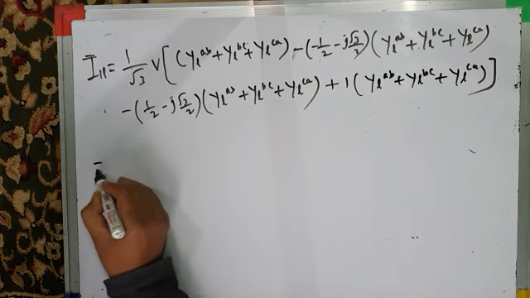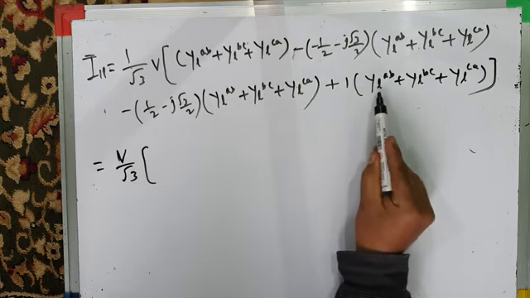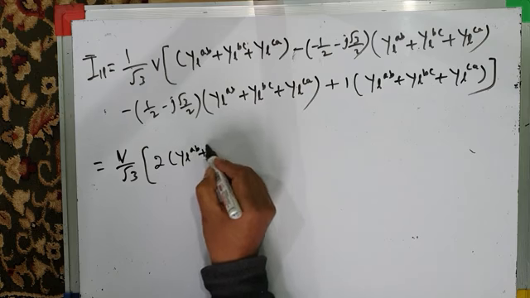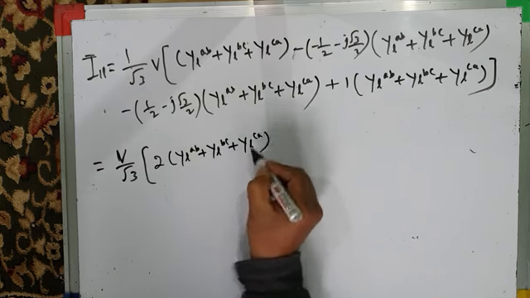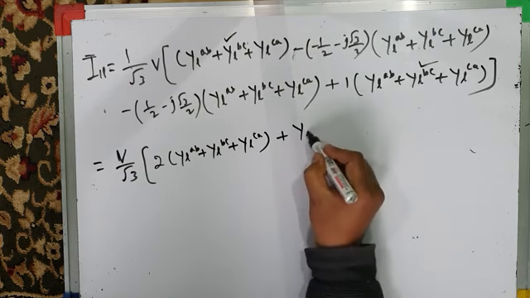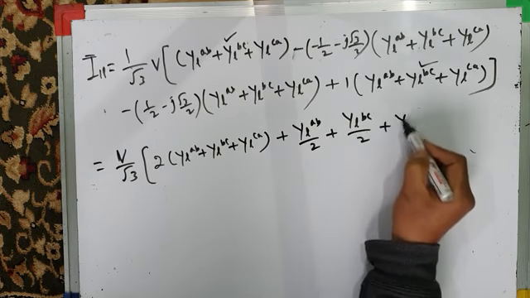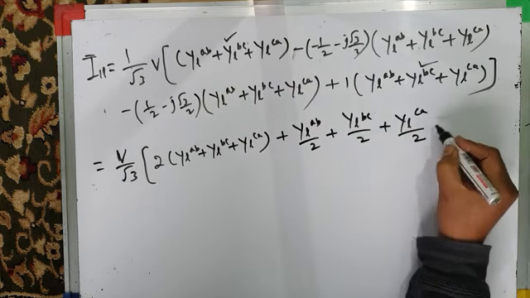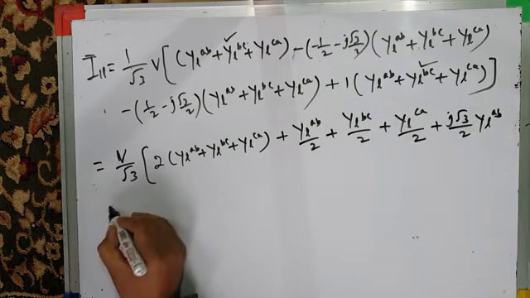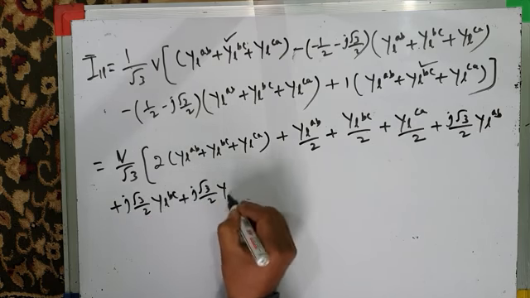So further simplification will give, this is equal to V by root 3 times YLAB plus YLBC plus YLCA, plus YLAB plus YLBC plus YLCA. That is 2 times YLAB plus YLBC plus YLCA. Then you have minus into minus is plus YLAB by 2 plus YLBC by 2 plus YLCA by 2. Similarly, minus into minus is plus j root 3 by 2 YLAB plus j root 3 by 2 YLBC plus j root 3 by 2 YLCA.